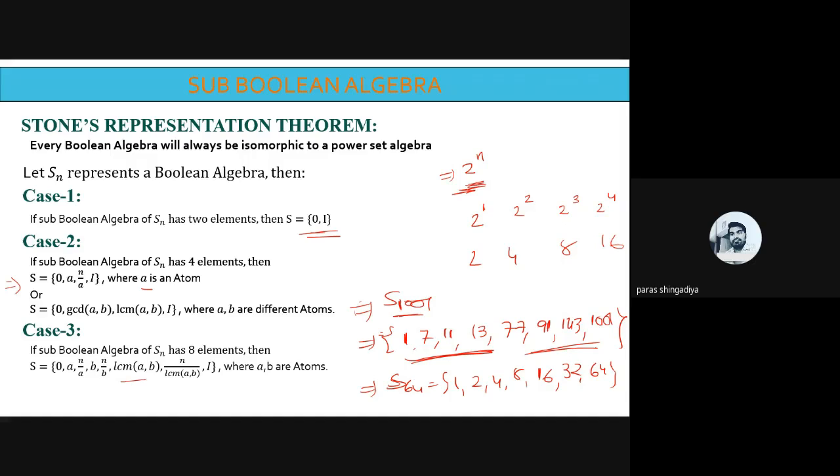Consider any two atoms of the set, a and b, with the 0 element, then a, n by a, then b, n by b, and then LCM of a and b, n by LCM of a and b, comma I. Okay, so this way you can check the sub-Boolean algebra for 2 elements, for 4 elements, and for 8 elements. Let us consider one example here.